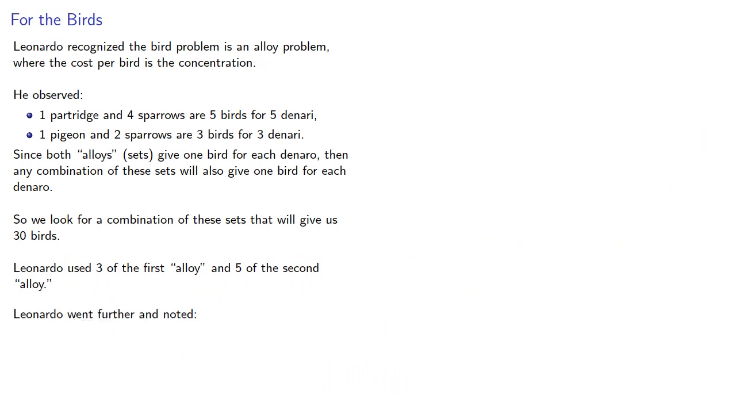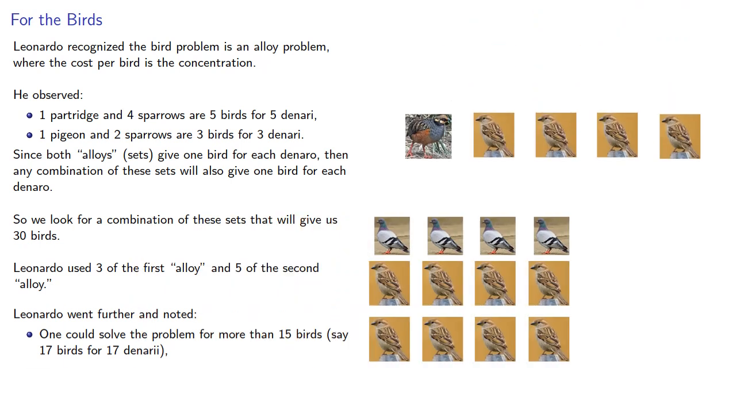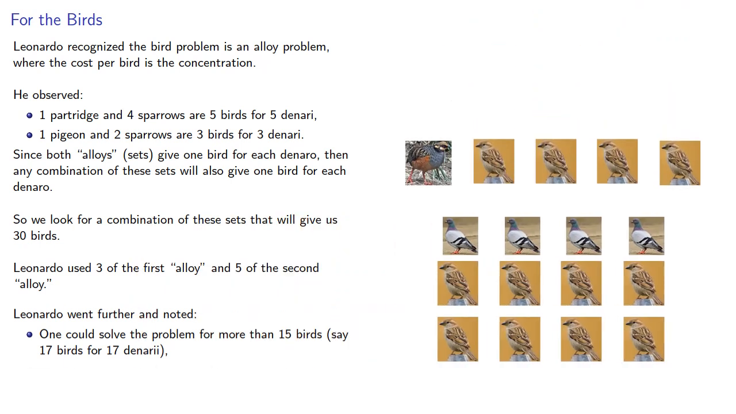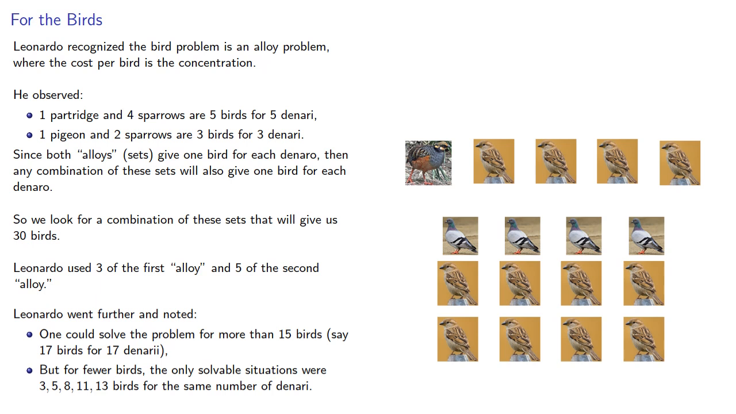Leonardo went further and noted the following. One could solve the problem for any number more than 15 birds, say 17 birds for 17 denarii. But for fewer birds, the only solvable situations were 3, 5, 8, 11, or 13 birds for the same number of denarii.